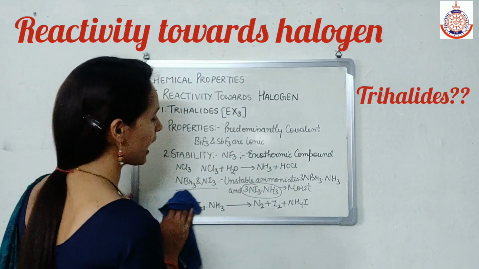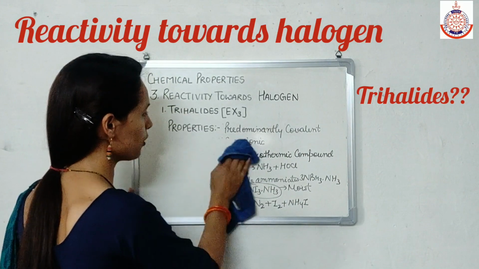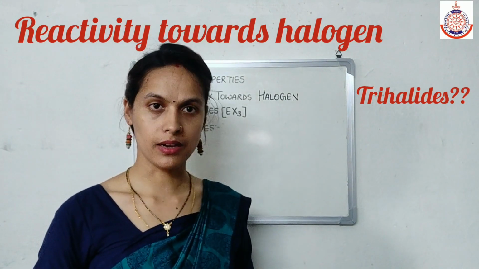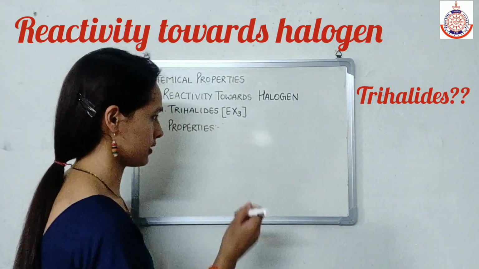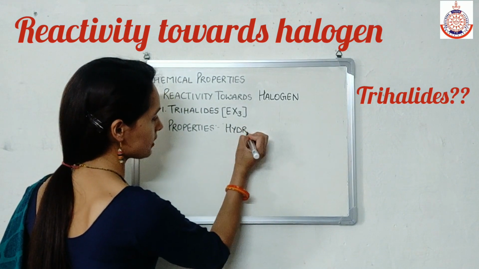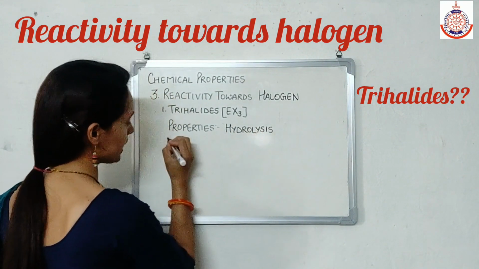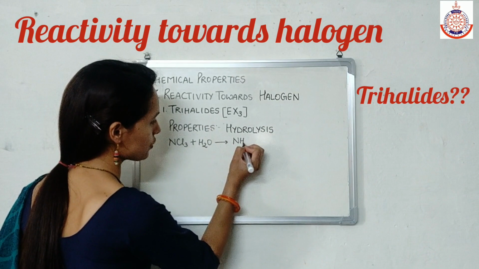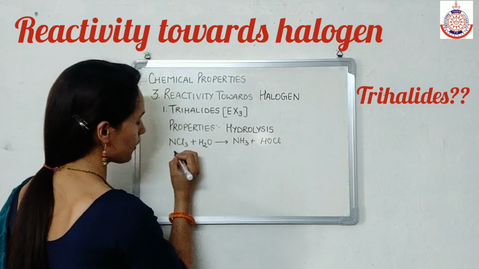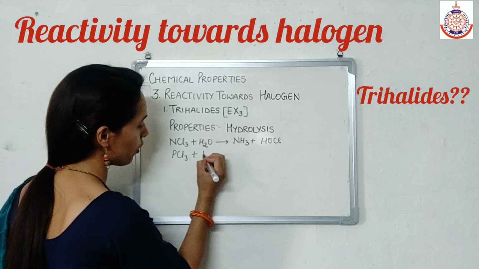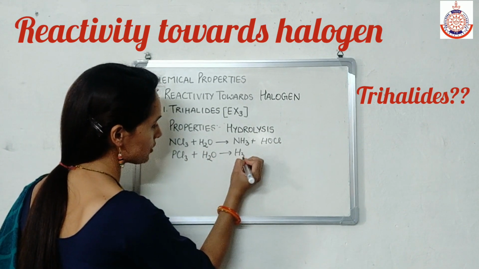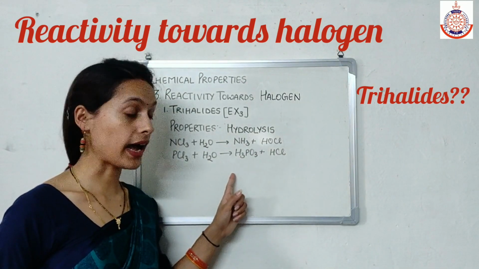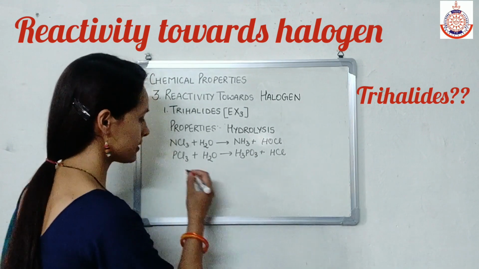Now, third, we'll talk about hydrolysis. We already studied that NF3, because of its stable nature, does not undergo hydrolysis. NCl3 undergoes hydrolysis to form NH3 plus HOCl. PCl3 also undergoes hydrolysis to form H3PO3 plus HCl.